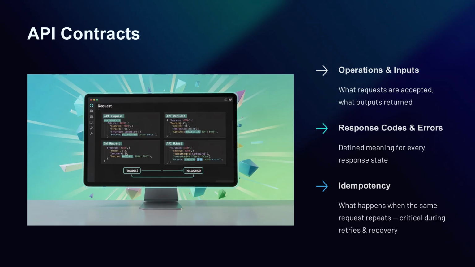With data contracts covered, you now explain what an application programming interface contract means in practical terms. You define what operations exist, what inputs are accepted, what outputs are returned, and what response codes and error messages mean. You also define idempotency expectations, meaning what happens if the same request is repeated, because repetition is common during retries and failure recovery. This creates predictability and reduces integration defects that only appear under load or during outages.